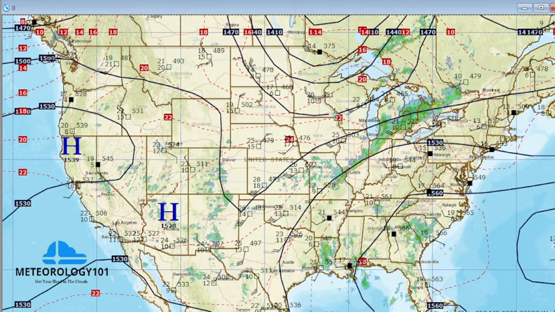So what do you need? Moisture, instability, and lift to create a thunderstorm. So we pretty much have all that in this area over the Great Lakes region.